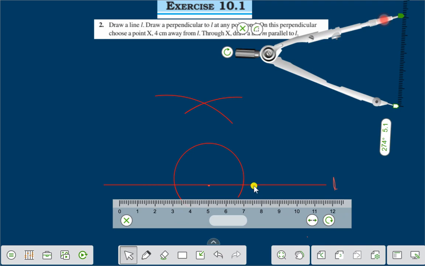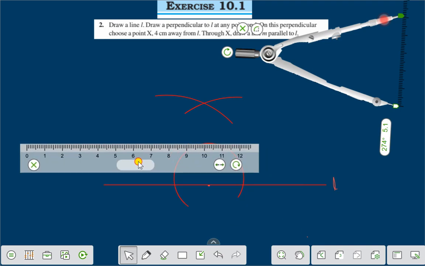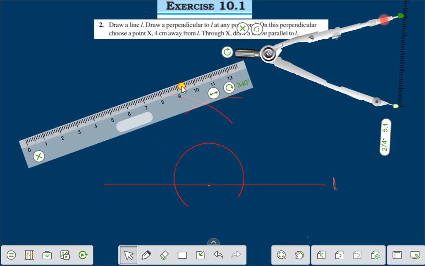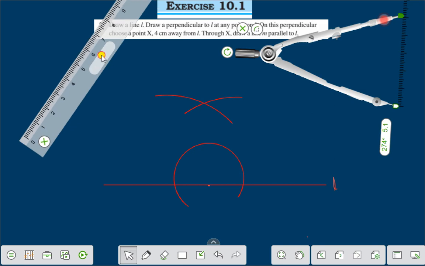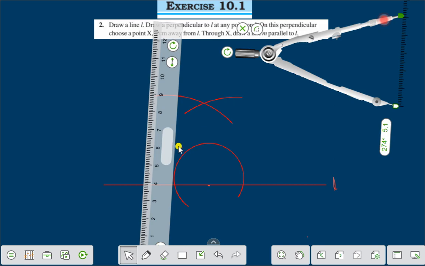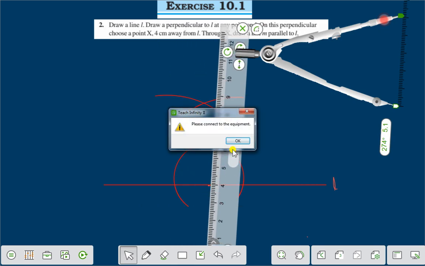Right? Now with this ruler, join the line and you get a perpendicular line. With this ruler, join the line, then you get a perpendicular on this point.